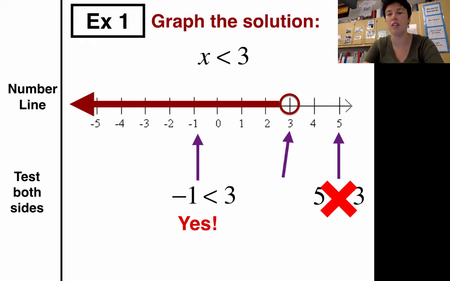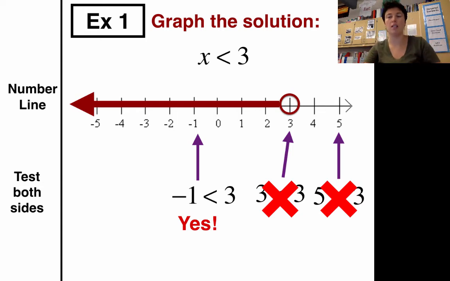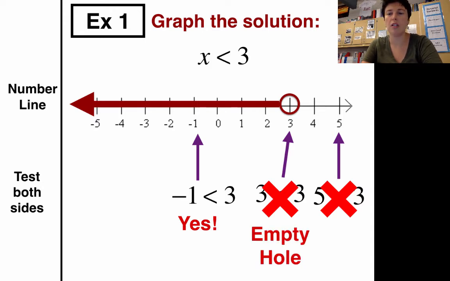We need to test 3. If we put 3 into our inequality, is 3 less than 3? Well, no, 3 is not less than 3. It's equal to 3. Because of that, we're going to leave the circle empty on the number line, so that the person reading my number line knows that it's only the values less than, not equal to, 3. And that's it. That's the graph of my solution.